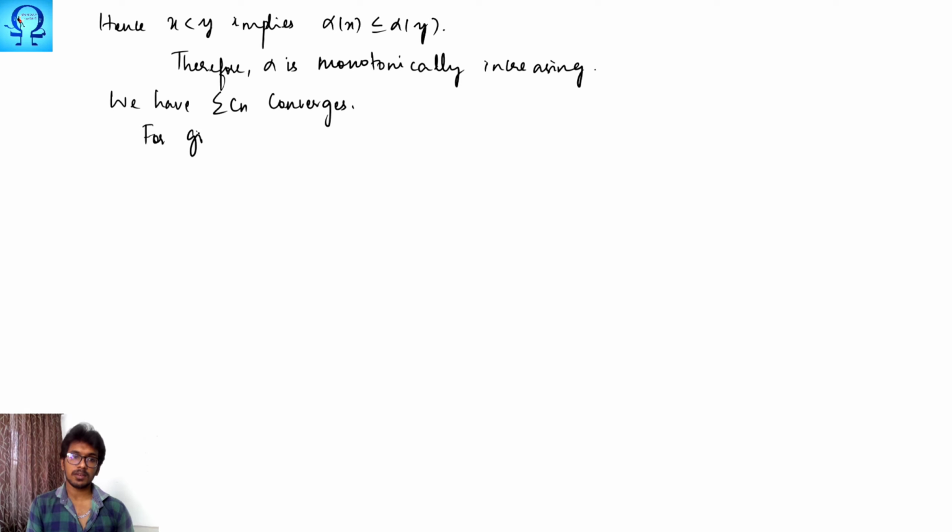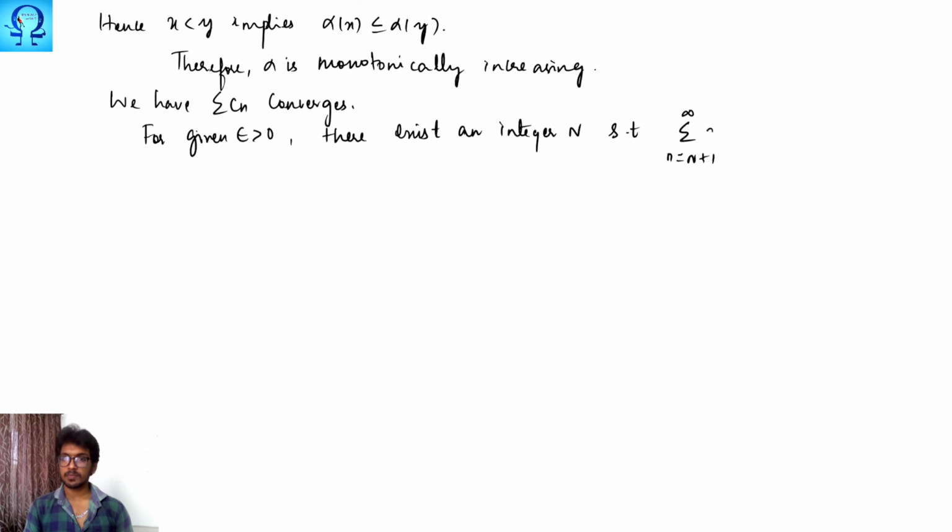We write: for given epsilon positive, there exists an integer, actually a positive integer N, such that the summation n runs from N plus 1 to infinity of Cn is less than epsilon. So this is what the Cauchy criterion for the convergence of series tells us.